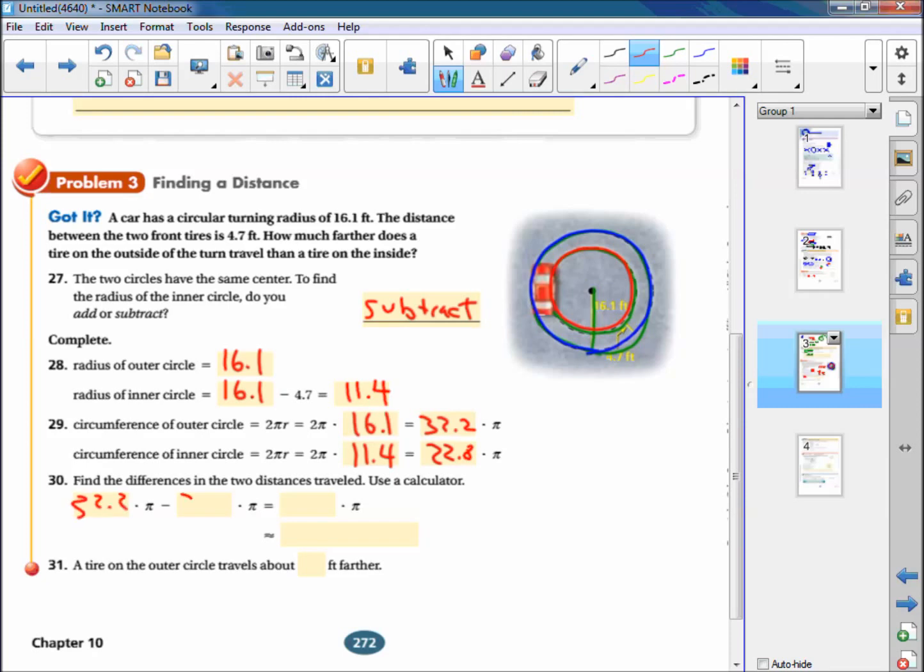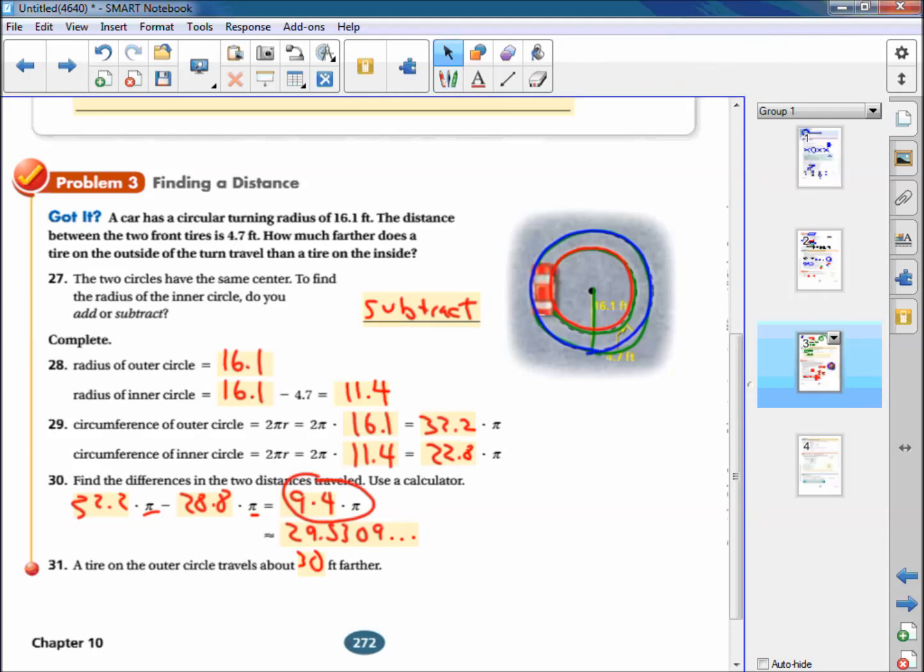32.2 minus 28.8, both of them have pi. And then 32.2 minus 22.8 will make 9.4 pi. That's our exact answer, but we're rounding this one, so this will go to about 29.5309. And then if we want to just get it to the nearest foot, it's going to be about 30 feet further. So the outside tires will have to travel about 30 feet more than the inside tires when it makes a complete circle.